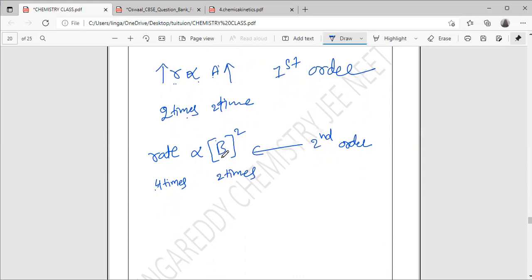Yes or no? Yes, sir. Because suppose B concentration is x is there. Okay, x square. So B concentration I am increasing double. That means (2x) whole square, that means 4x square. So 4 times increasing. Understood now? Yes, sir. When I am increasing concentration 2 times, the rate is increasing 4 times. The 4 I can write like this also, 2 square. So here I am increasing 2 to the power of 1 time, here it is increasing 2 to the power of 2 times. That means second order.